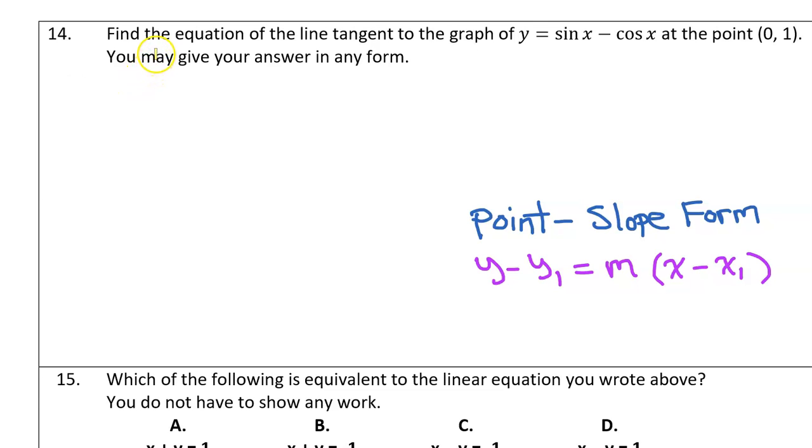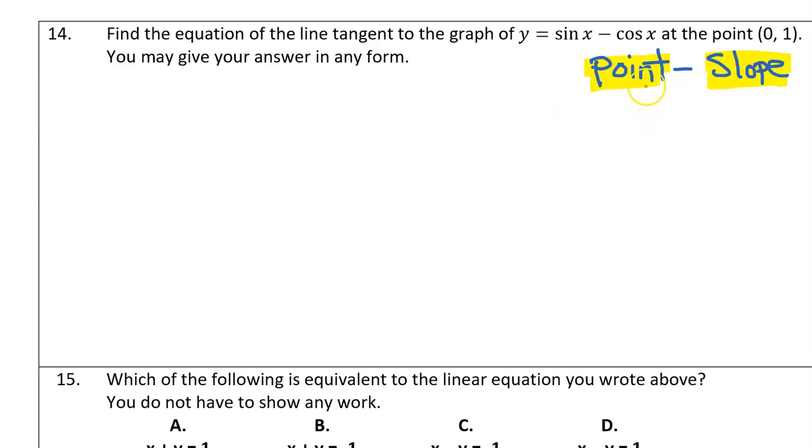Number 14 says, find the equation of the line tangent to the graph of y equals sine x minus cosine x at the point 0, 1. You may give your answer in any form. When they ask me for the equation of a line, I'm always going to write that equation in point-slope form, which looks like this. In order to write point-slope form, we need two things, a point and the slope.